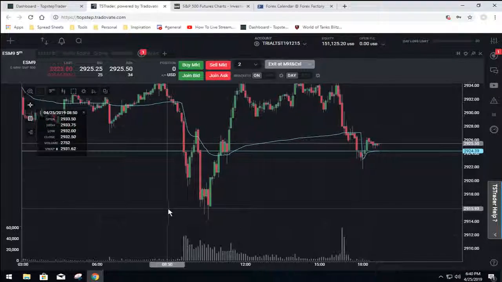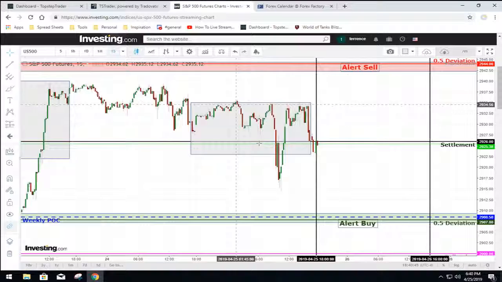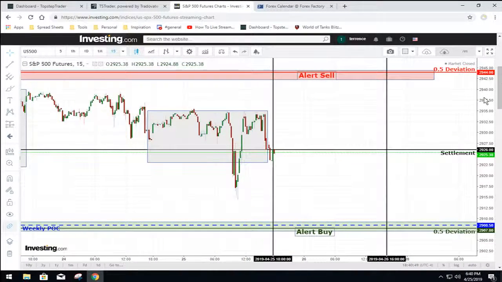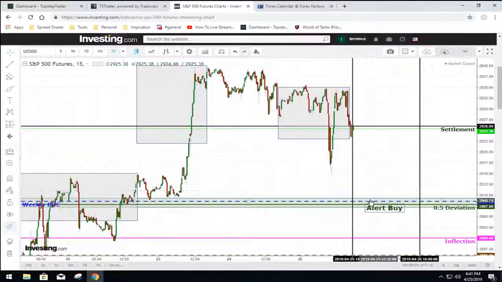So this is how I enter a trade. Now let's do a small plan for tomorrow. I have uploaded some of the information that I use here. So this is the value area. I don't label the daily POC, so I'll show you that on the next chart. We had plus 0.5, minus 0.5.